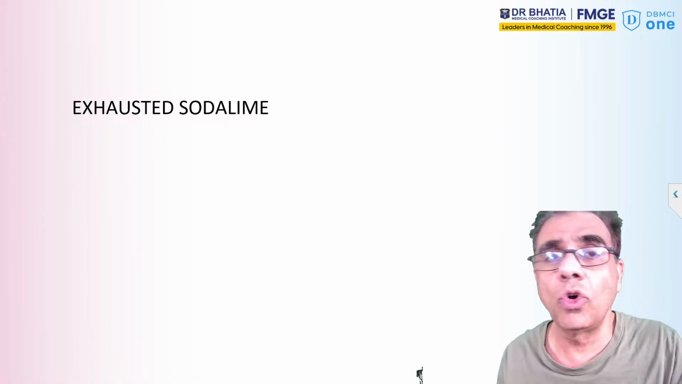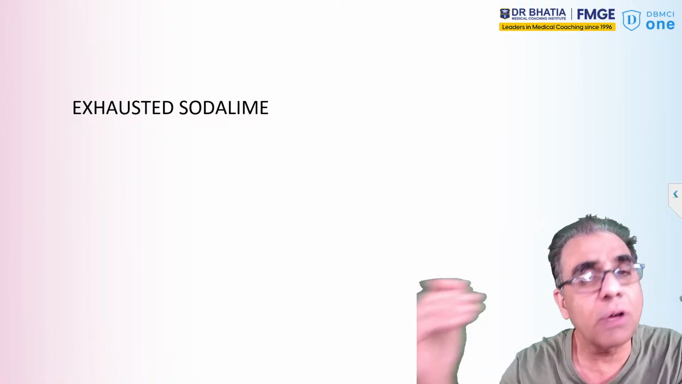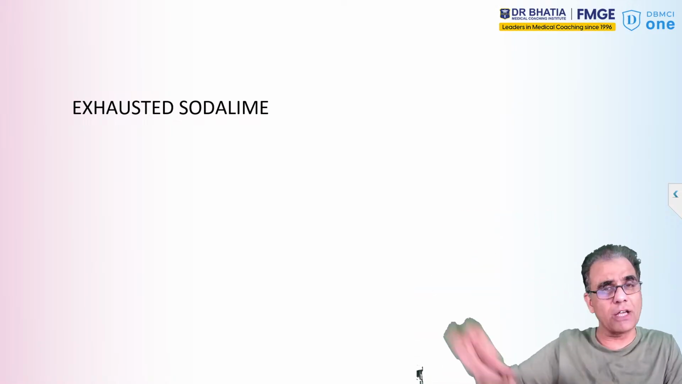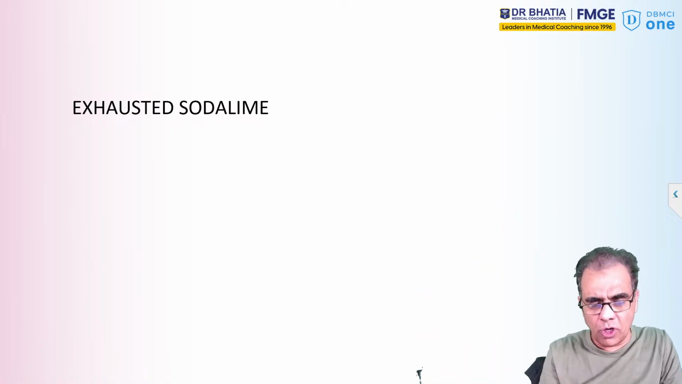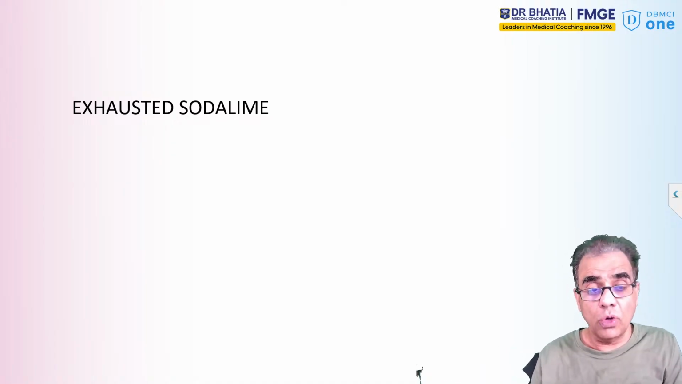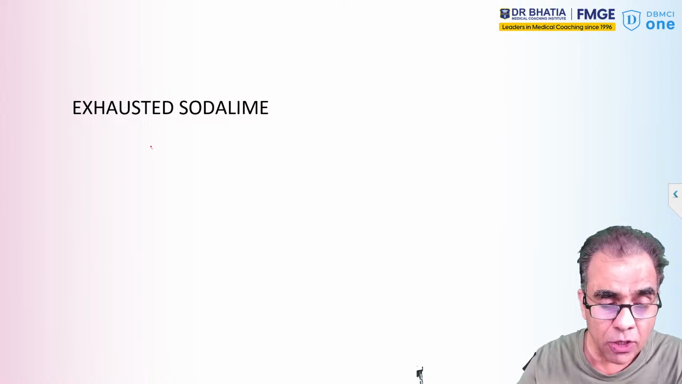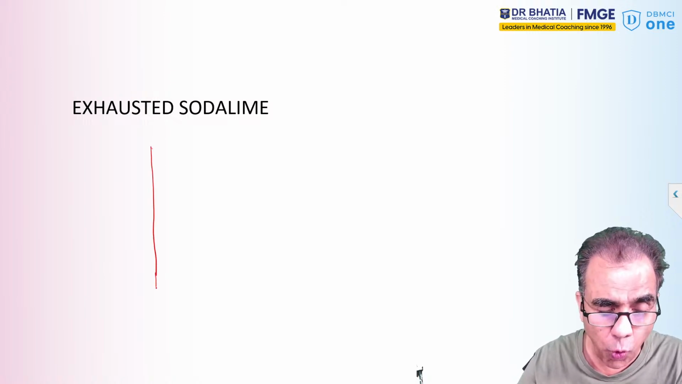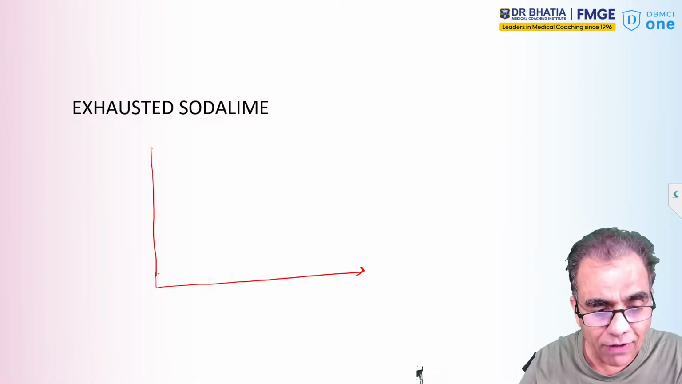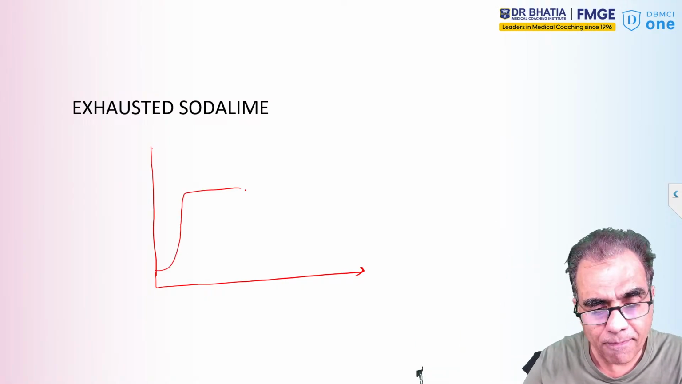Exhausted soda lime. You know, soda lime is used to absorb carbon dioxide. Expired gases pass through soda lime, soda lime absorbs carbon dioxide, and the same gases can be reused. So if soda lime is exhausted, this CO2 will come on the inspiratory side also. So it will never reach the baseline.